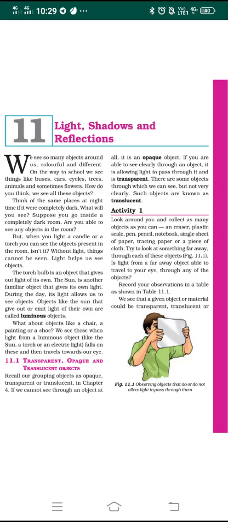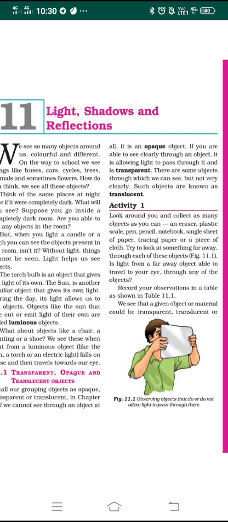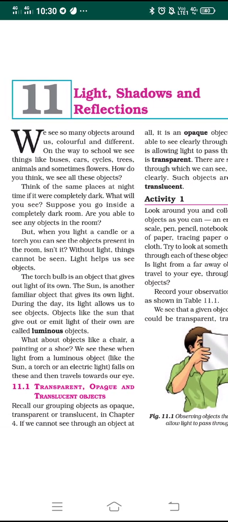So, my dear students, in the previous class, we started the new lesson, that is light, shadows, and reflections. I had discussed the introduction part of the lesson. In the first class we understood luminous objects. What are luminous objects? Objects like the sun which give out or emit light of their own are called luminous objects. There are many examples, such as the sun, light from a torch, light from an electric bulb, and such.